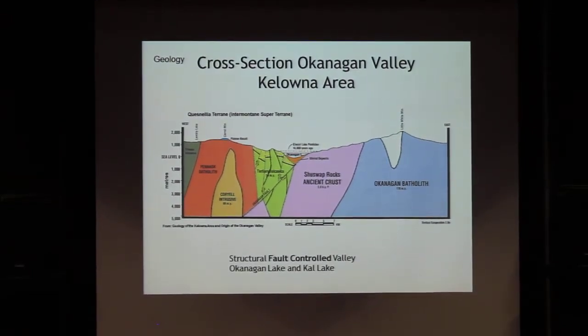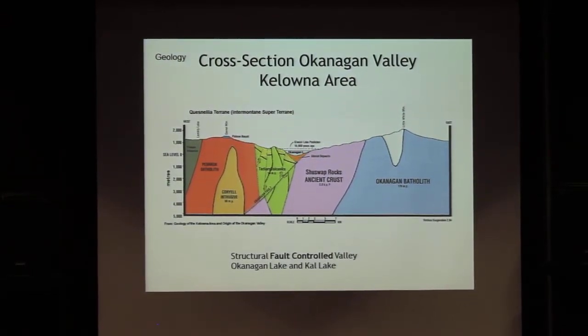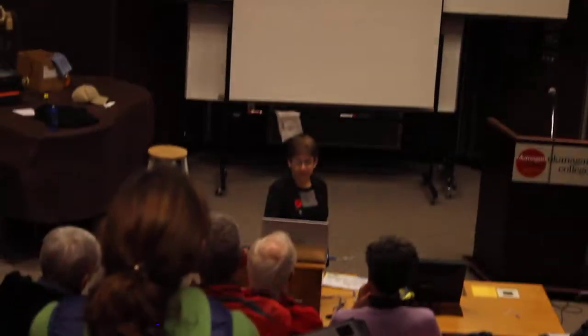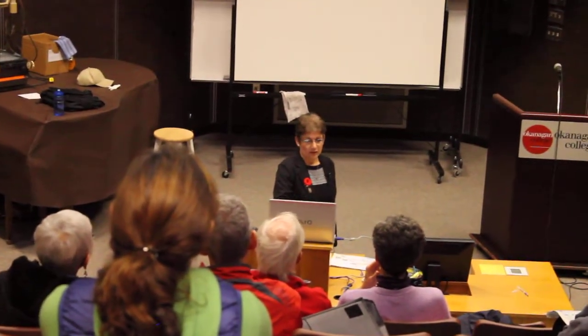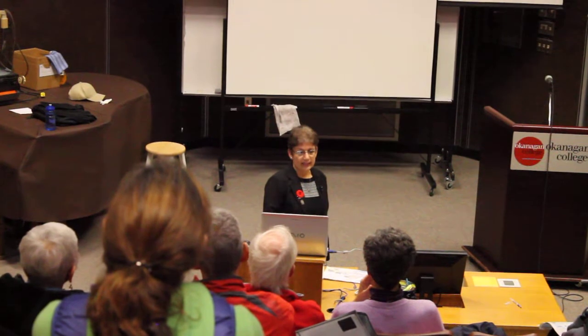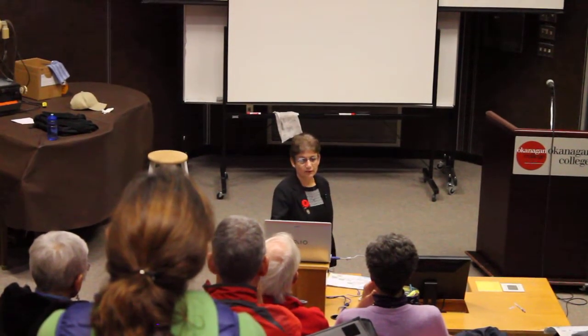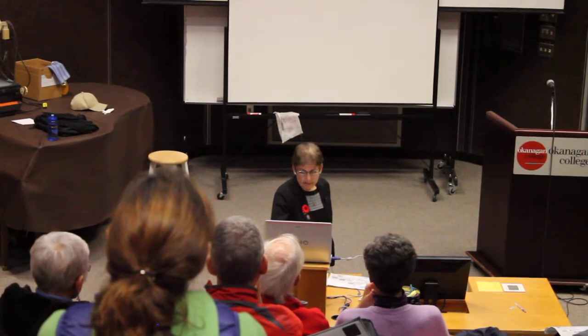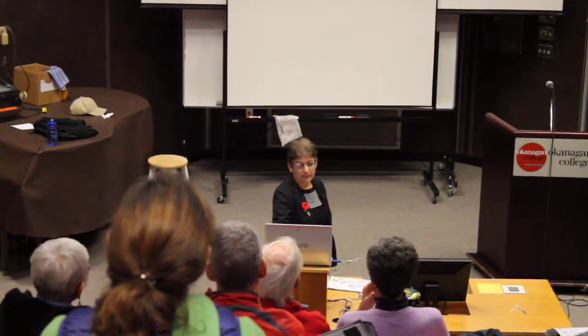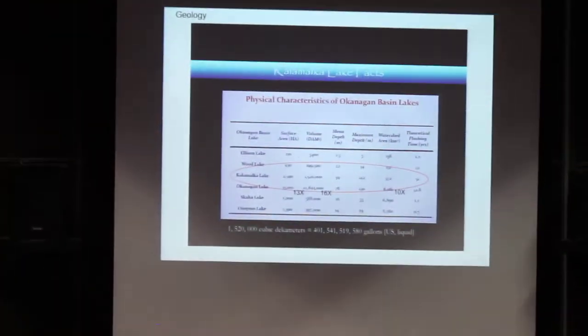So it's a complex geological situation. But what we have is Kalamata Lake and Okanagan Lake are very deep lakes, partly because they're along this fault. So at their deepest, Kalamata Lake is 142 meters deep and Okanagan Lake is 230 meters deep.